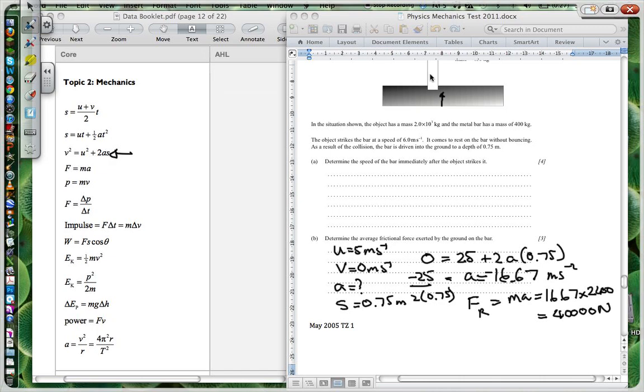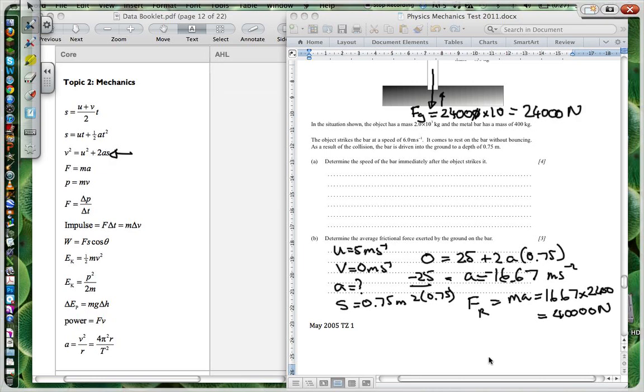But we know that this has got a force due to gravity on it already. The force due to gravity, if we use g equal to 10, is going to be 2,400 times 10. So that's 2,400, not that last one. So it's going to be 24,000 newtons.